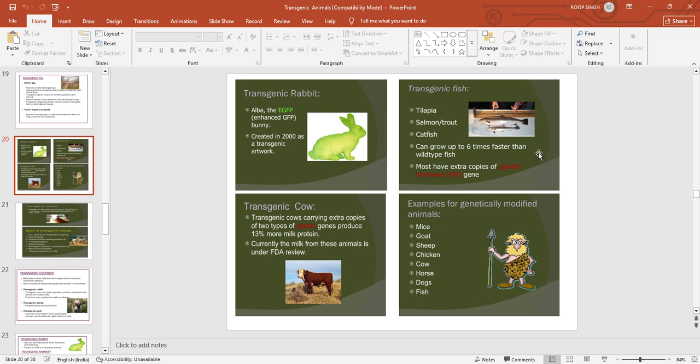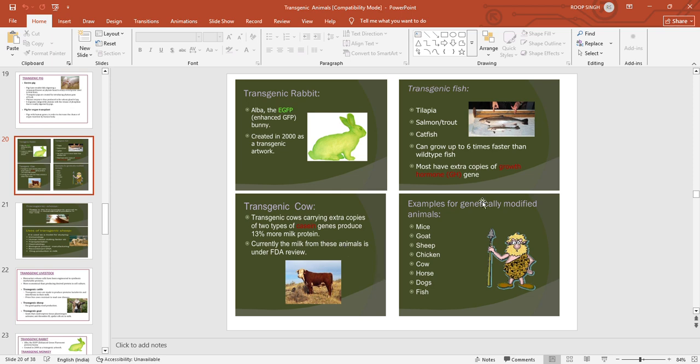Transgenic cow has also been developed. Transgenic cows carrying extra copies of two types of casein gene produce 13% more milk protein. So this transgenic cow has extra copies of the casein gene, so they produce 13% more milk protein. So they are more nutritious as compared to the wild type.